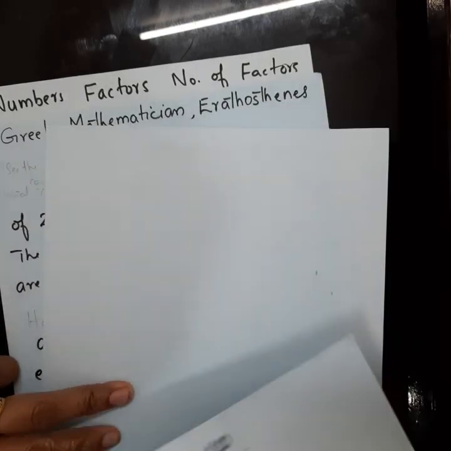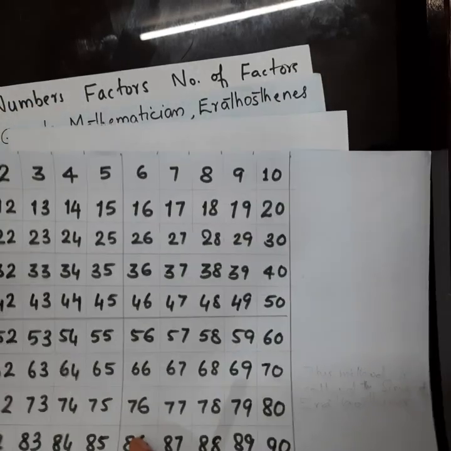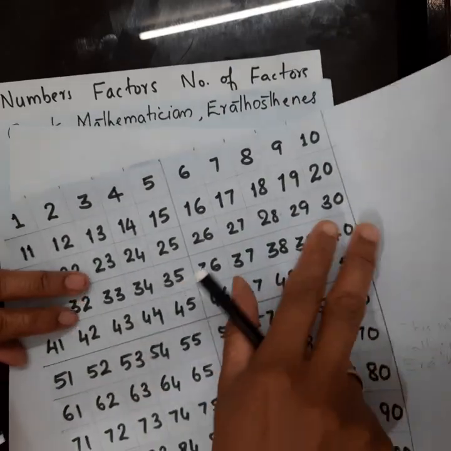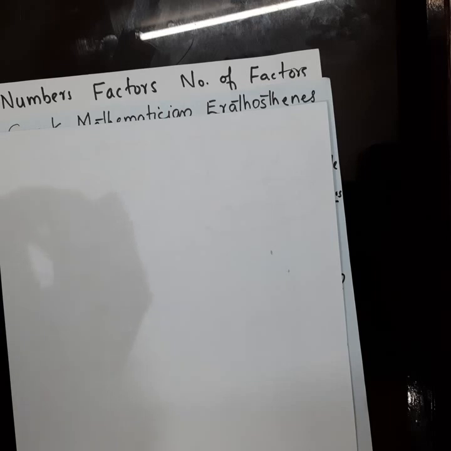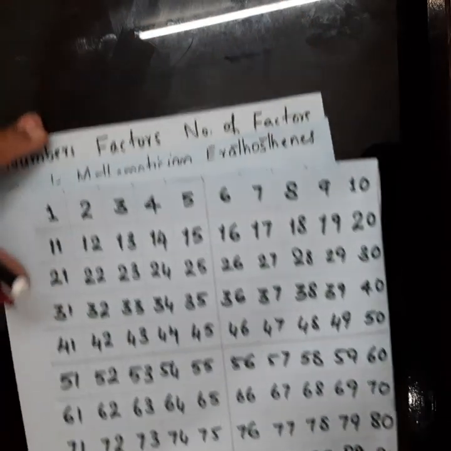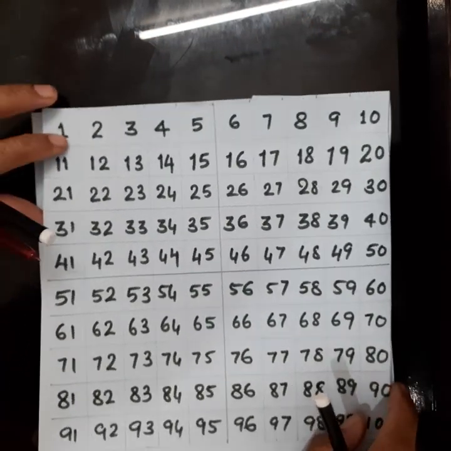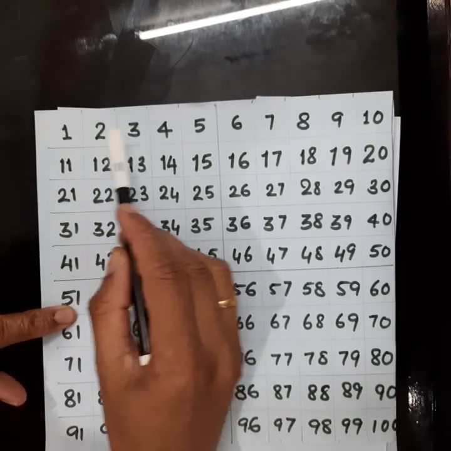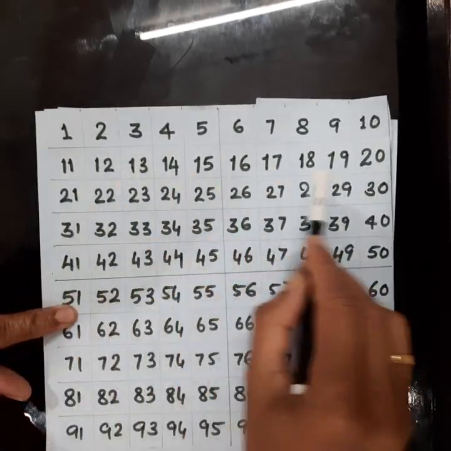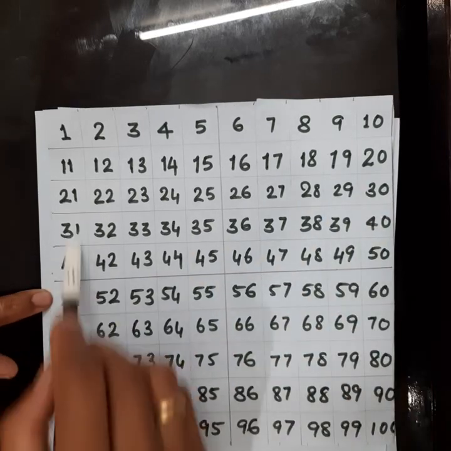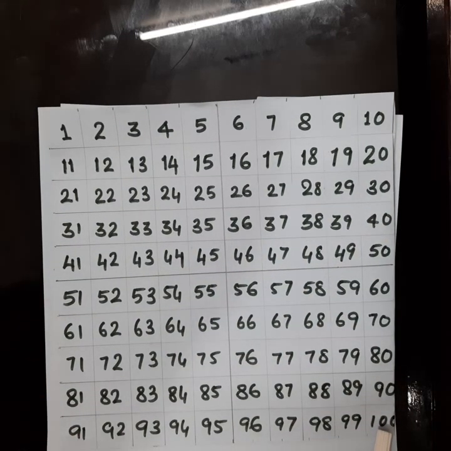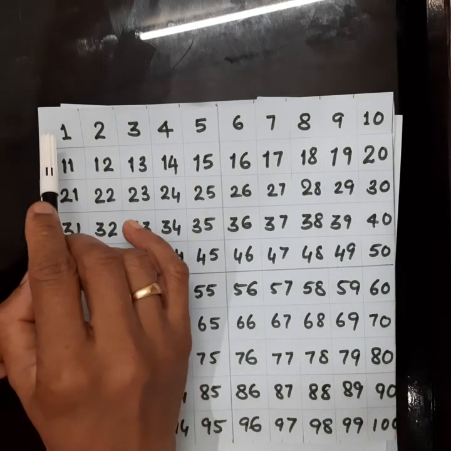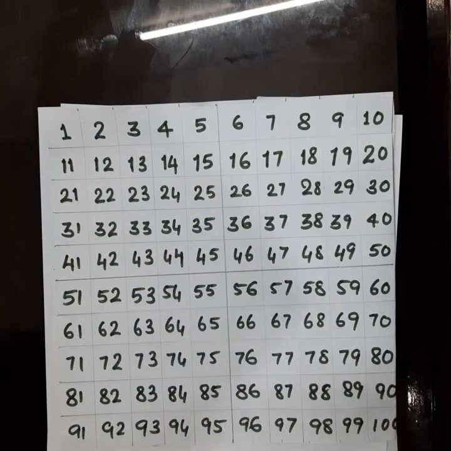For this we have to list the numbers from 1 to 100 in this way. Like this, in a grid we have to write the numbers from 1 to 100. 1, 2, 3, 4 up to 10, then 11, 12, 13, like this up to 20, and like this up to 100. We have to make a list of it.